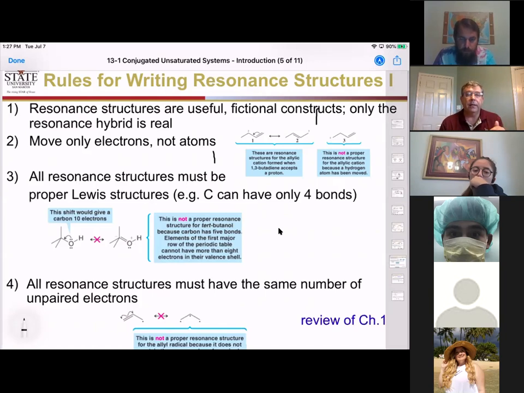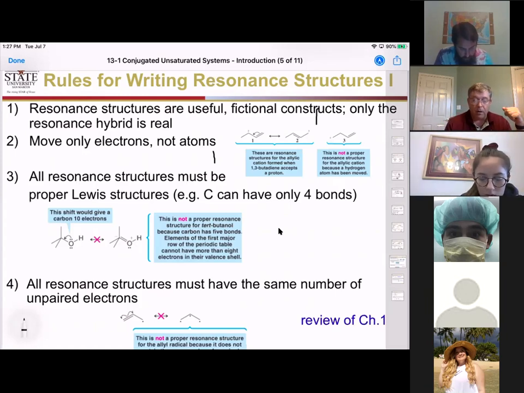So the second rule is we only move electrons, not atoms. If you move atoms or break bonds, that is not a resonance structure. And all resonance structures must have the proper Lewis structure, meaning carbon can only have 4 bonds or less, and you have to have the correct number of electrons around something. For example, you cannot have 10 electrons around an atom unless it's sulfur or phosphorus. So you have to have your 8 electrons or less, you have to have 4 bonds to carbon or less.